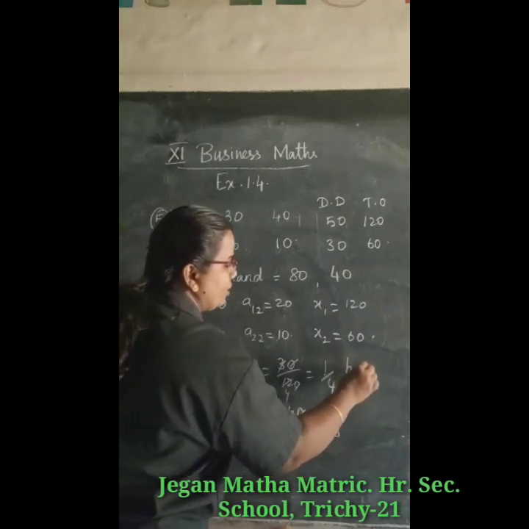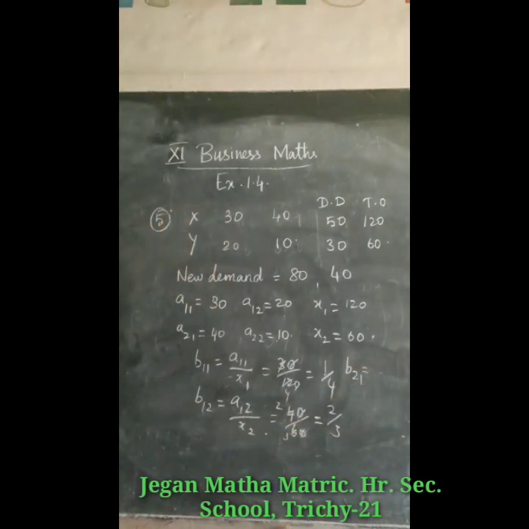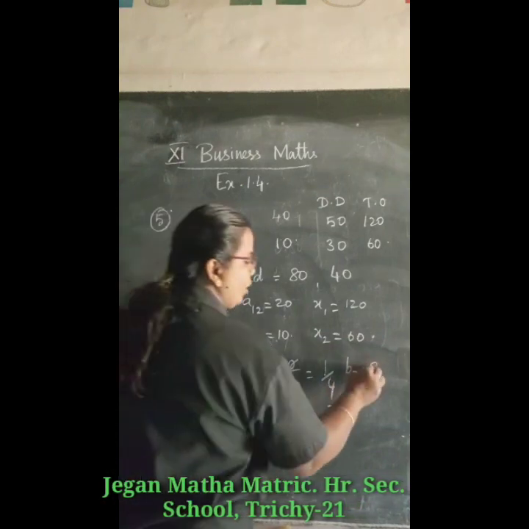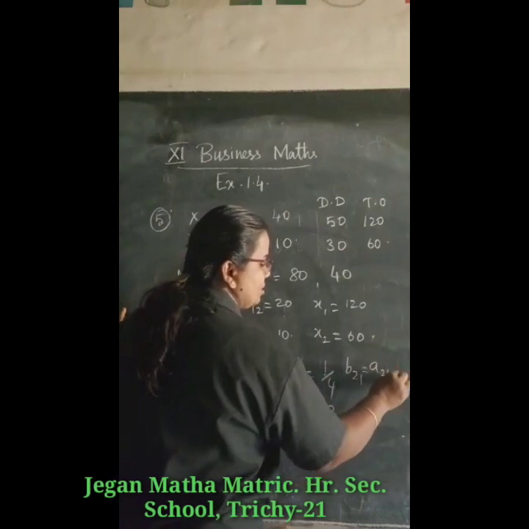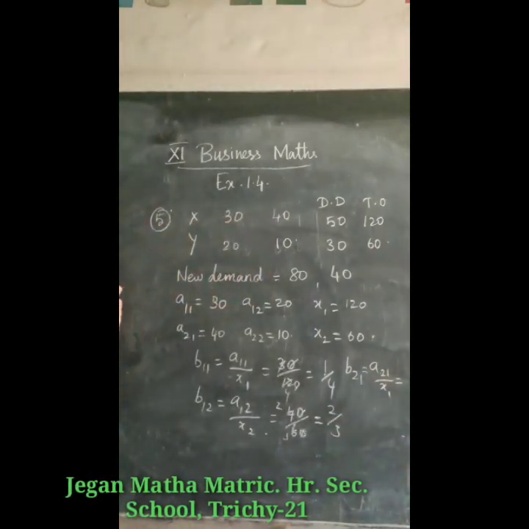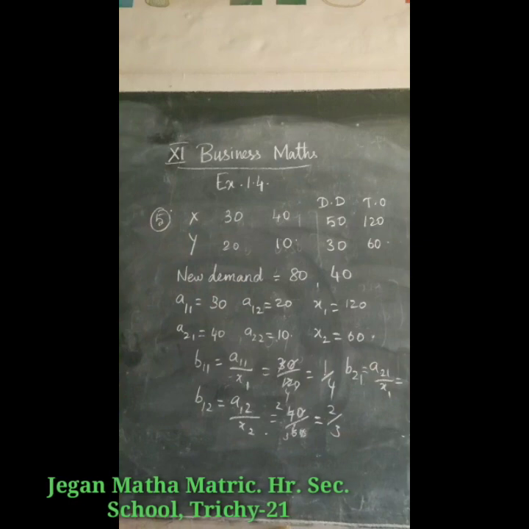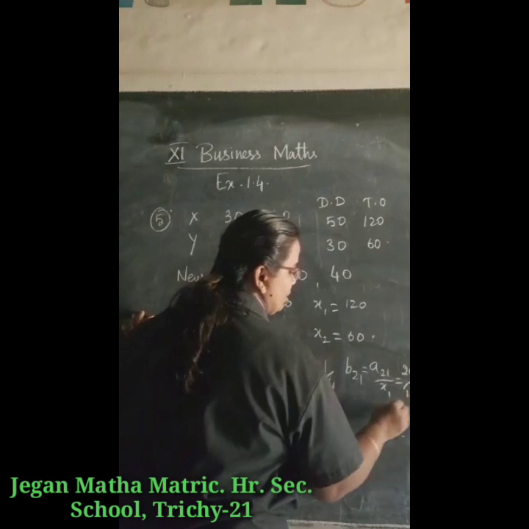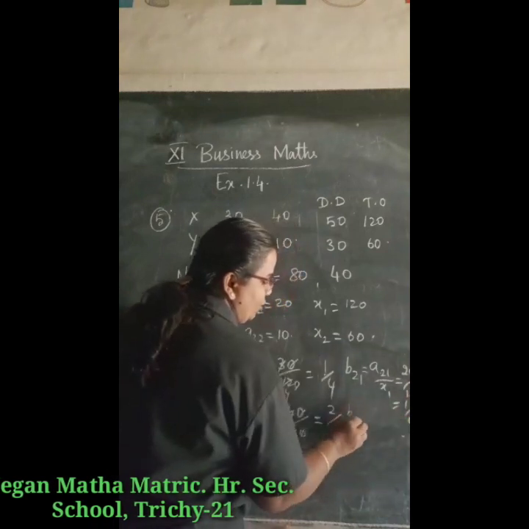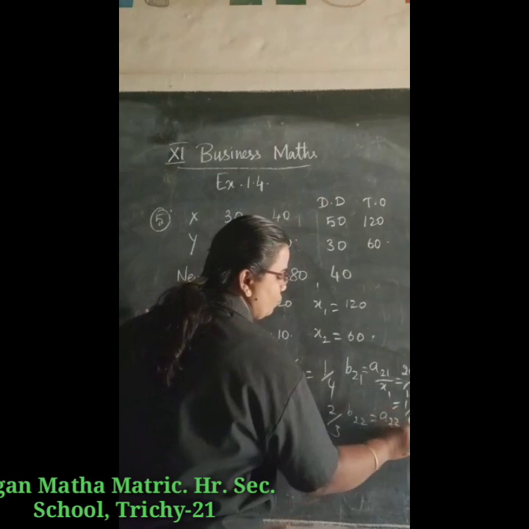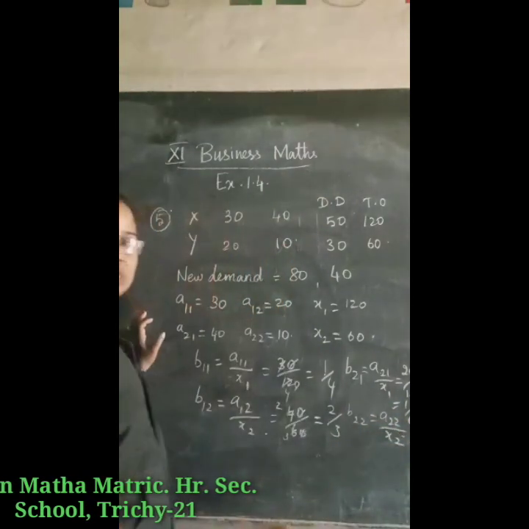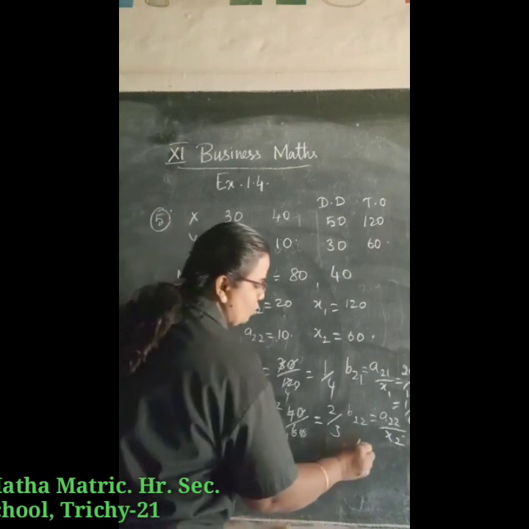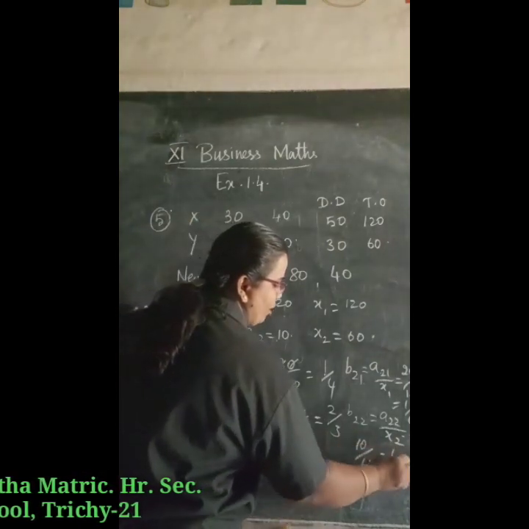And B21, like that you have to find out B21. What is B21? A21 by X1. What is A21? That is 20 divided by 120, so that is equal to 1 by 6. And B22 is equal to A22 divided by X2. What is the answer for 10 by 60? That is equal to 1 by 6.